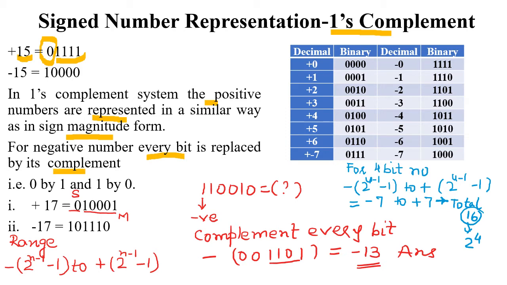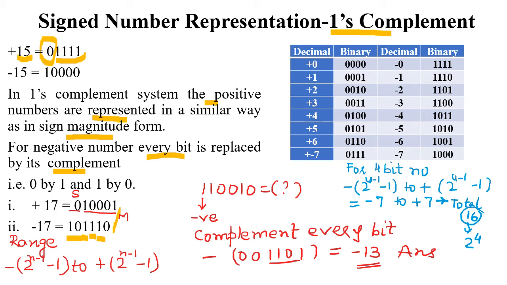For example, if you have plus 17, it is equivalent to 010001. Then complement each bit: corresponding to 0 we have 1, again for 0 we have 1, again for 0 we have 1, for 1 we have 0, and for 0 we have 1. So minus 17 is 101110.